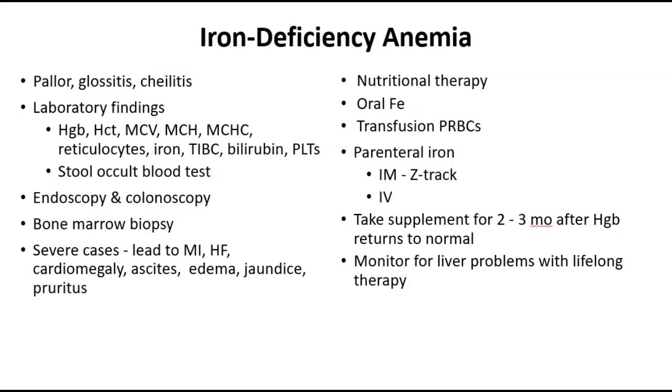Glossitis would be another manifestation of anemia. It's inflammation of the tongue. And cheilitis, that's angular cheilitis, so that's the little kind of cuts that people get in the corners of their mouths.